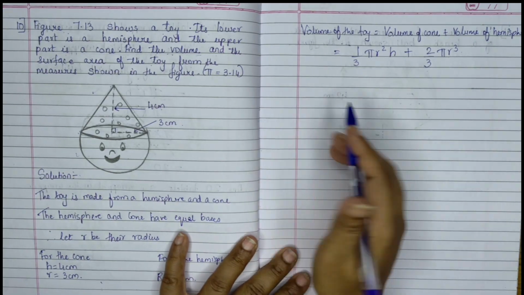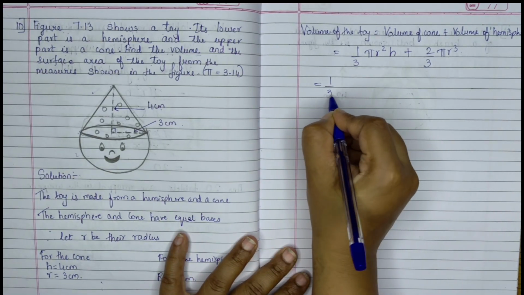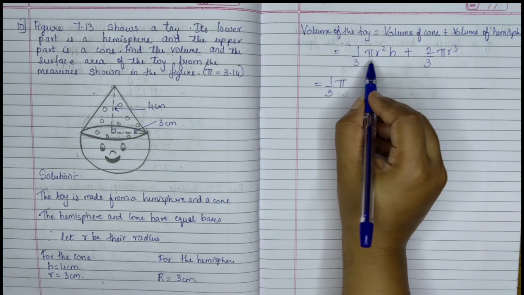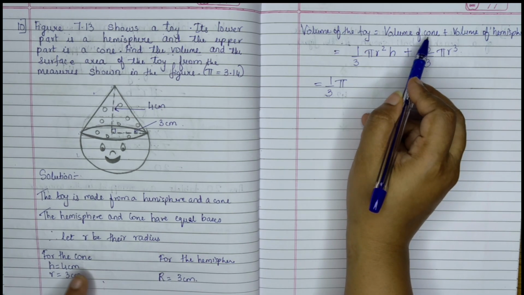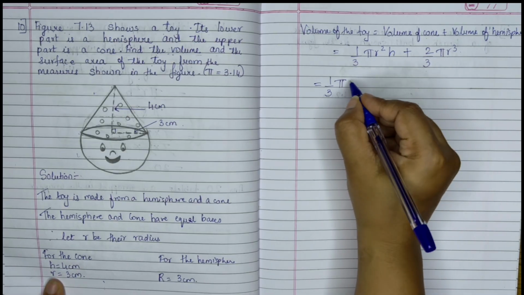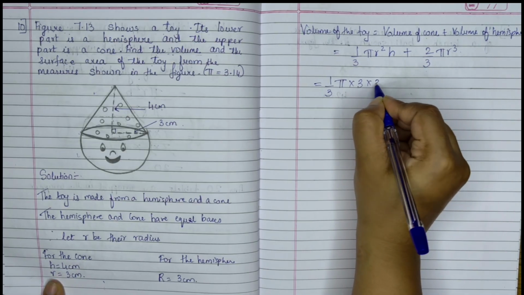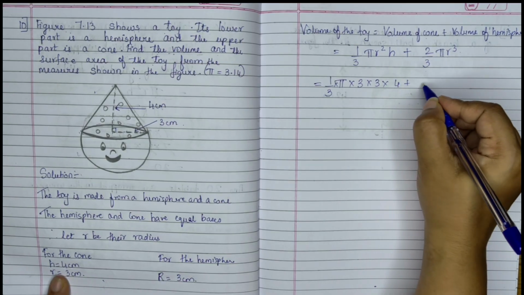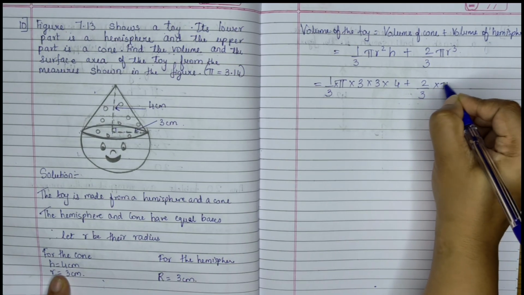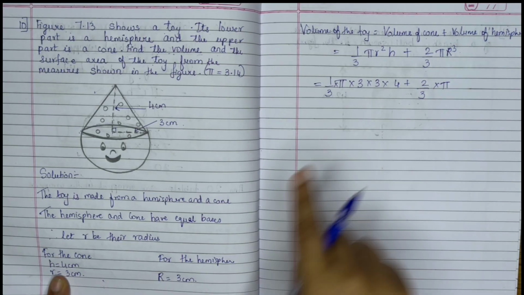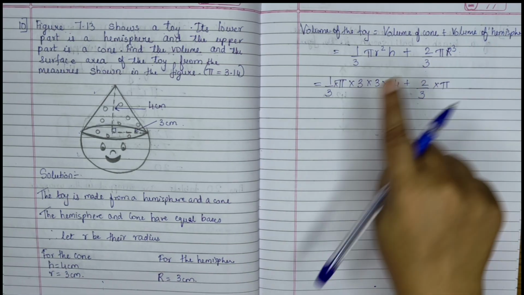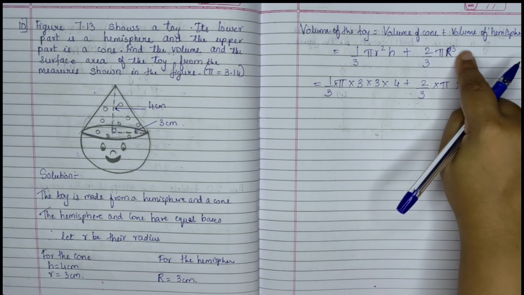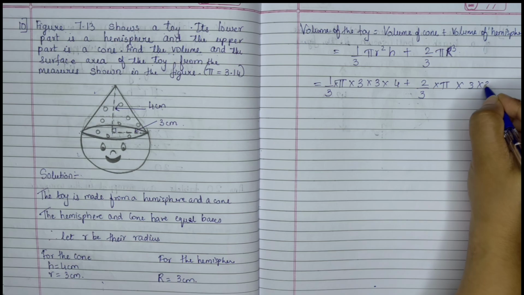Now we will put the values. It is 1 upon 3 pi, keep it as it is, r square. We know the radius is the same, so for the cone r is 3 into 3 into h is 4, plus 2 upon 3, keep the pi as it is. Here you can write capital R, since we had taken capital R for the hemisphere, then into radius 3 again, so 3 into 3 into 3.